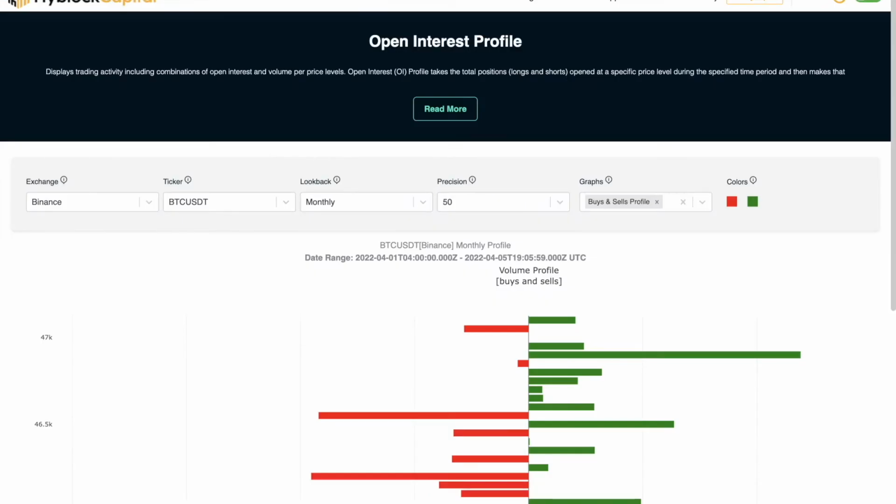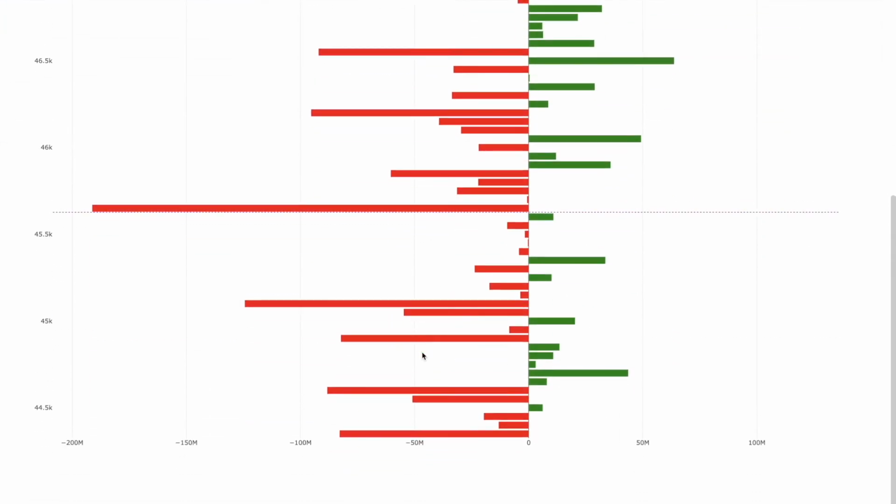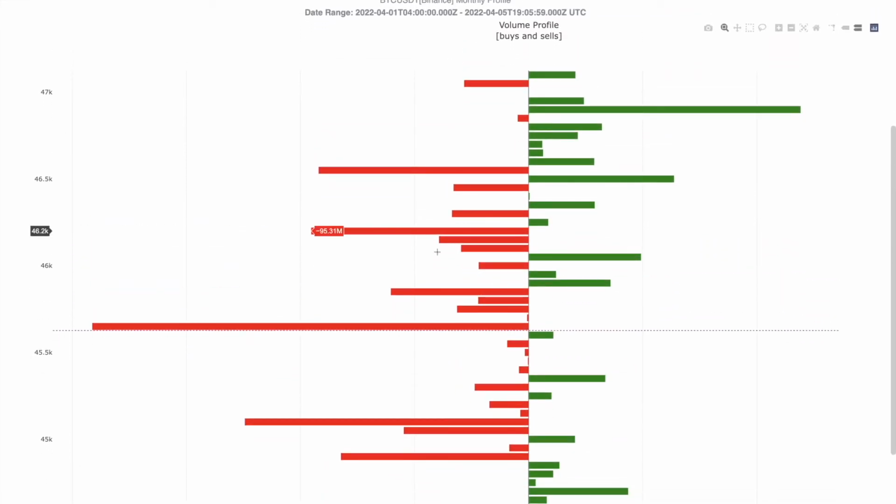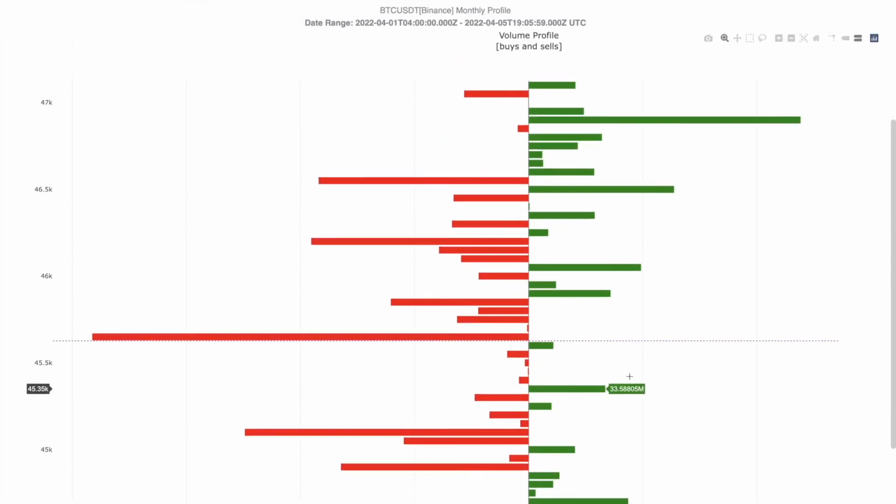This is also apparent in the monthly buys and sells volume profile, because even though price is back to around the midpoint of the monthly range, the graph is skewed towards larger red bars, which is selling activity, versus green bars, which is buying activity.